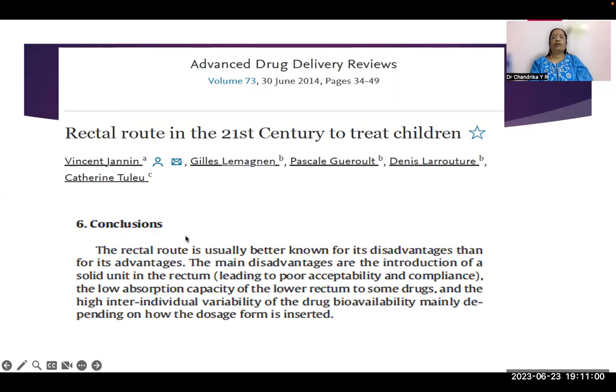So what they have concluded is that the rectal route is usually better known for its disadvantages than its advantages. The main disadvantages are introduction of a solid unit in the rectum leading to poor acceptability and compliance, low absorption capacity of the lower rectum to some drugs, and the high inter-individual variability of the drug. Bioavailability mainly depends on how the dosage form is inserted. I have already explained about the formulation.